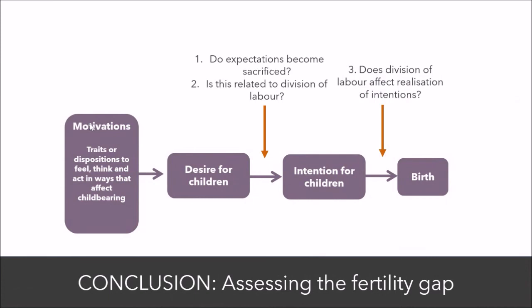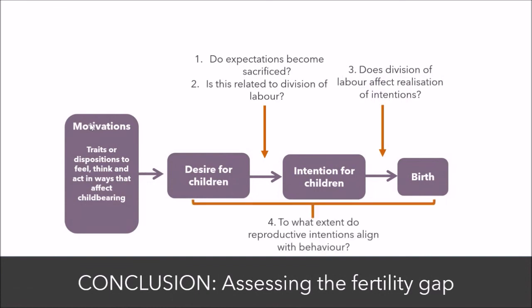Thirdly, does division of labour affect realisation of intentions? This was the multinomial regression I just showed, and it's not conclusive as yet, but I'm still exploring how to improve this model. And lastly, something that I haven't explored today is that thus far I've looked at people leaving, but the other reason that the fertility gap might exist is because when people say they want a child, they don't actually really know what they want, which is a much more psychological explanation. And so just quickly, the last paper I intend to do in my thesis is to try and grapple with to what extent reproductive intentions align with behaviour, because we theorize that if someone says they intend to have a child, they will follow the appropriate behaviors in order to achieve that, or vice versa. But that may not always be the case.